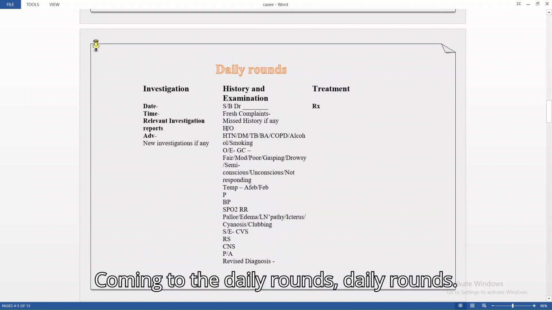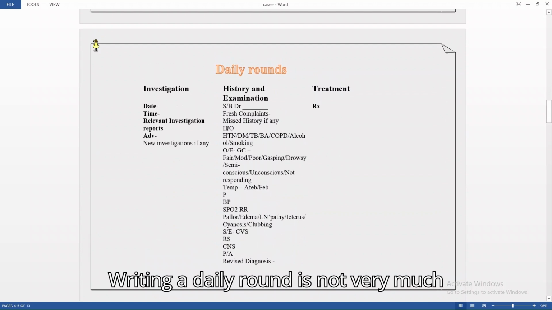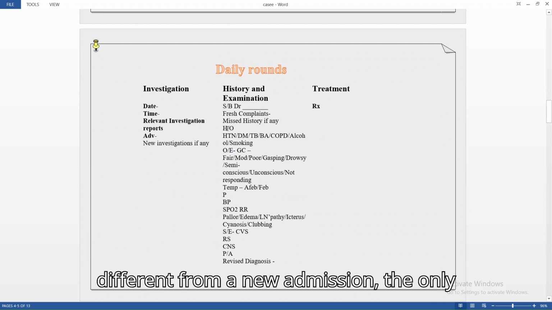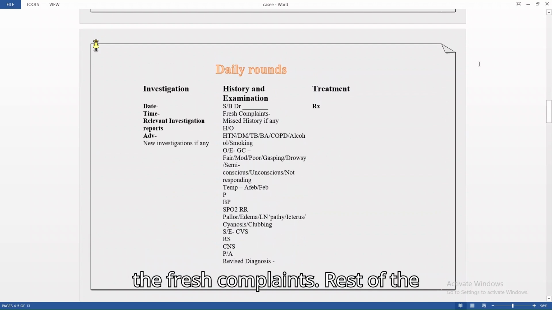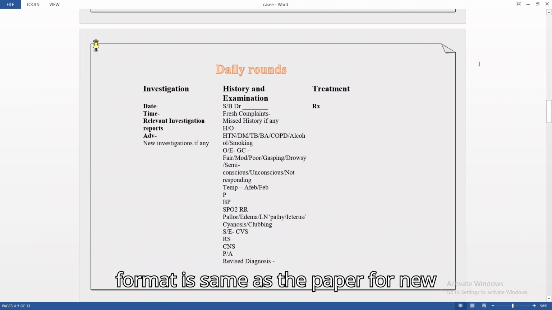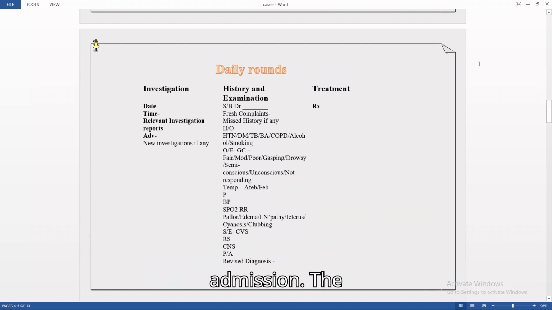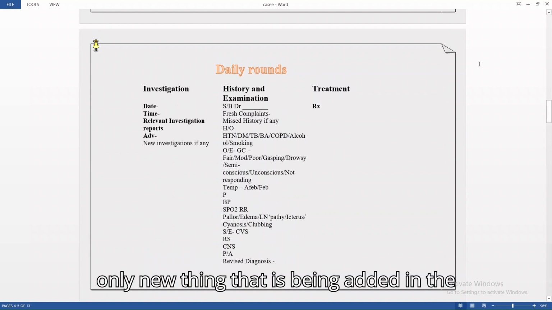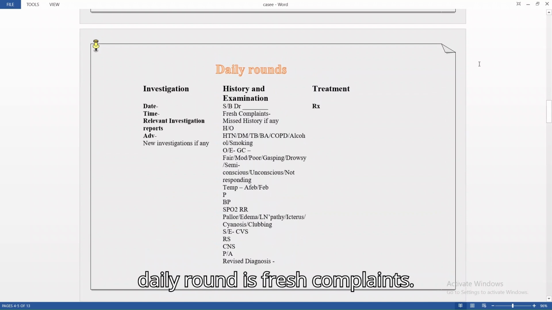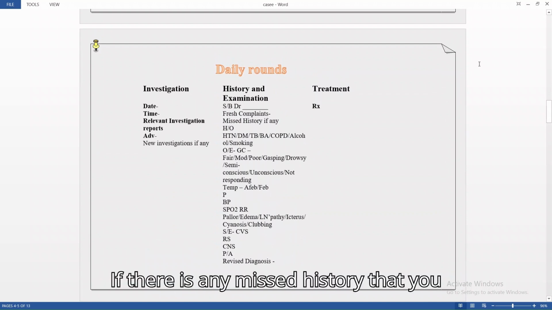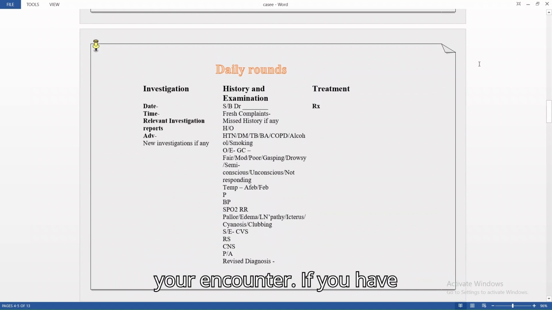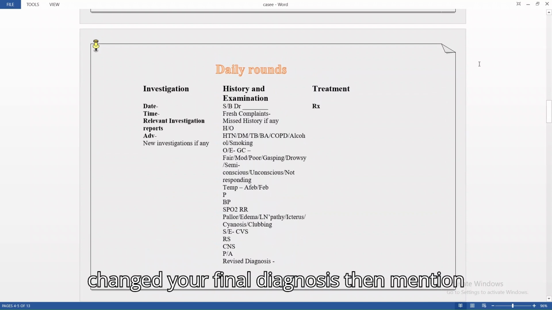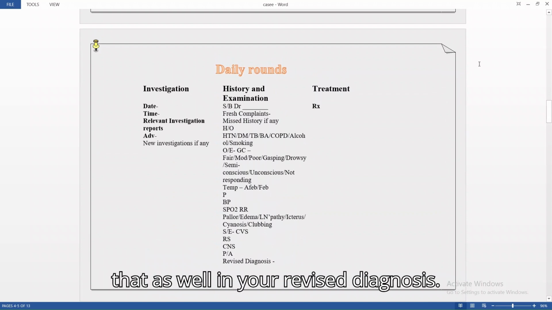Coming to the daily rounds. Writing a daily round is not very much different from a new admission. The only thing that is new in the daily round is the fresh complaints. The rest of the format is the same as the paper for a new admission. If there is any missed history that you came to know about from the first time of your encounter, or if you have changed your final diagnosis, then mention that as well in your revised diagnosis.